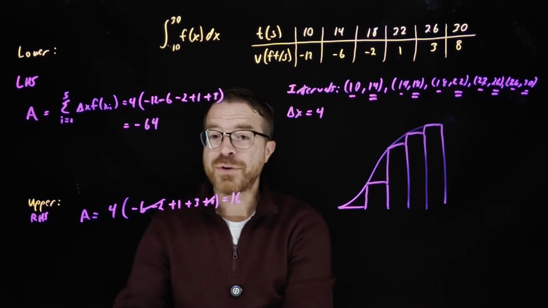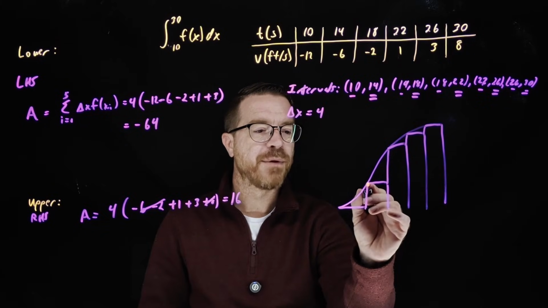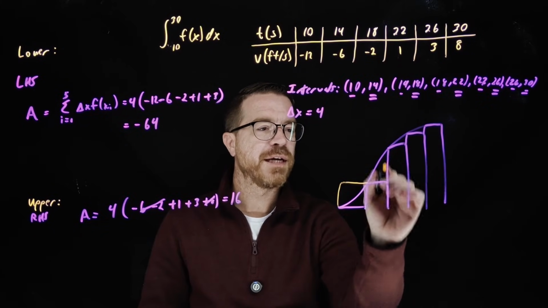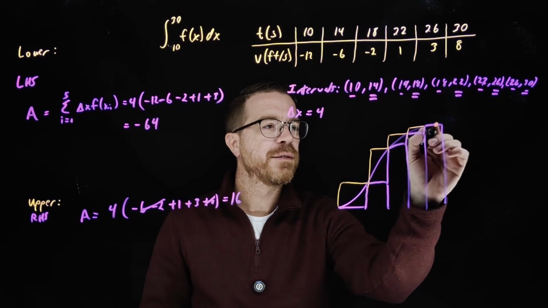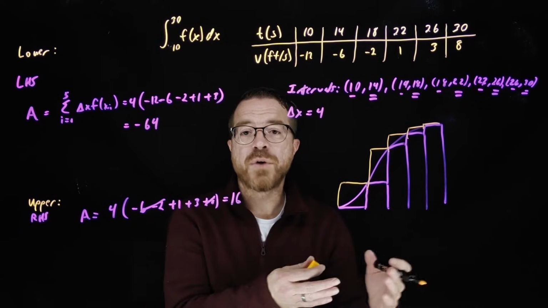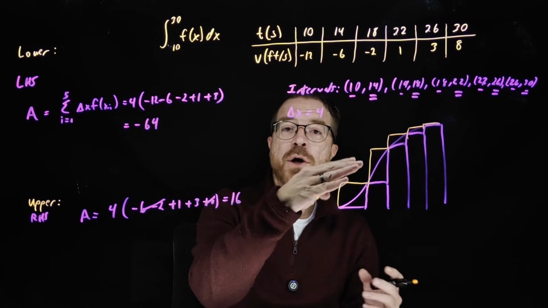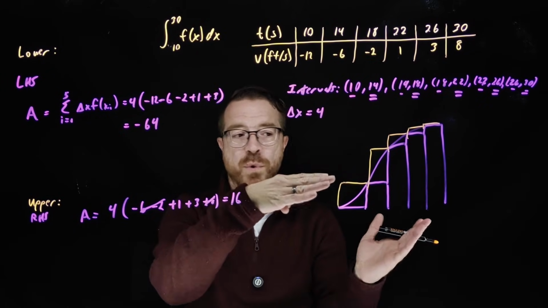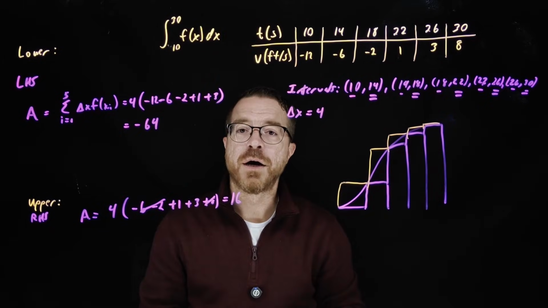If I'm using right-hand endpoints, then for this first interval, I would have my rectangle look like this. My second, it would look like this, this, this, and this, which means that my right-hand endpoints will always overestimate. So my left-hand endpoints underestimate, my right-hand endpoints overestimate. And of course, as I get more and more subintervals, these values will converge on the actual area under this curve.